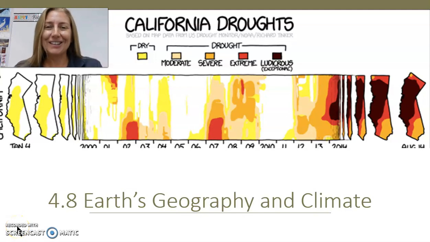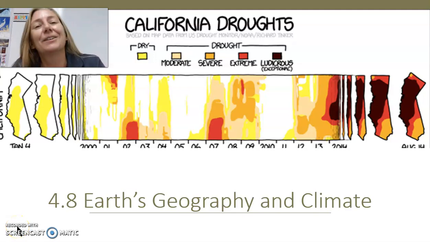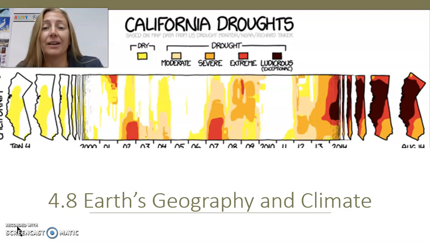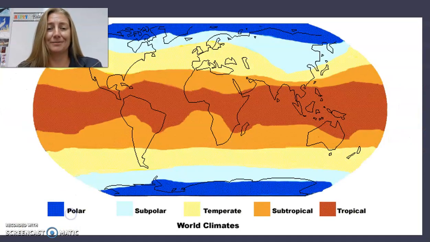We are here looking at 4.8, which has to do with Earth's geography and climate. This is just a little diagram that you're seeing with California droughts over the span of a few months. Pretty scary stuff. All right, let's move on.